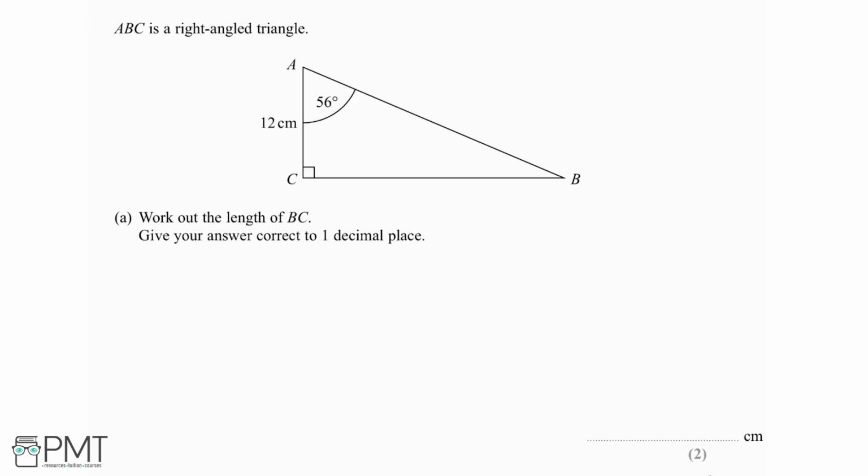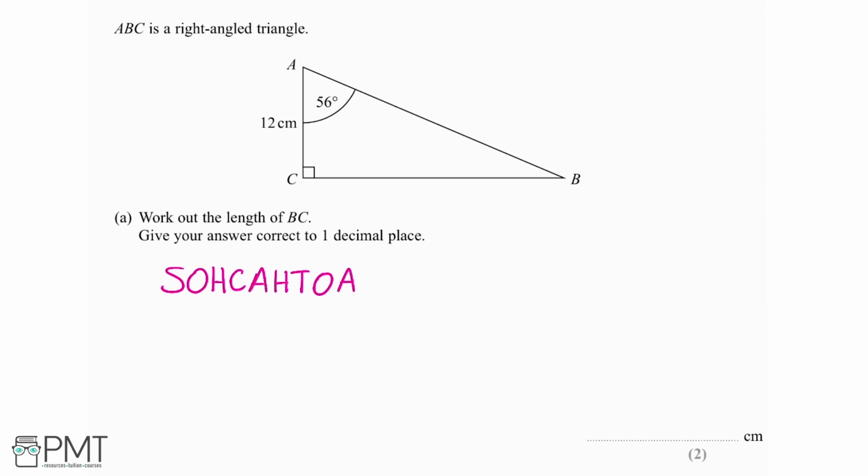ABC is a right angle triangle. In part A, we need to work out the length of BC, giving our answer correct to 1 decimal place. So we're trying to work out this length here. To do this, we can use trigonometry. So we've got this little helpful reminder here, SOHCAHTOA. I'm going to use that in a second.